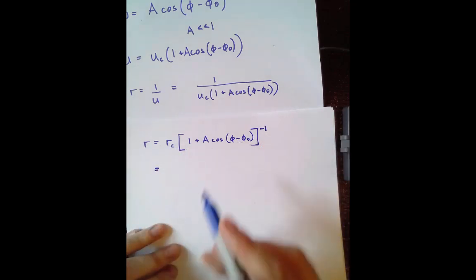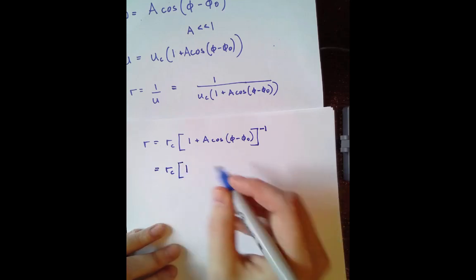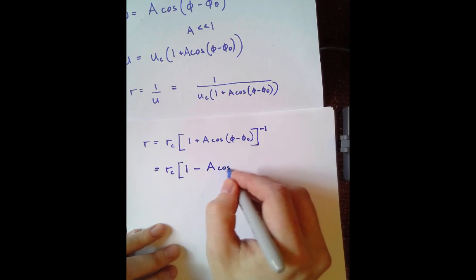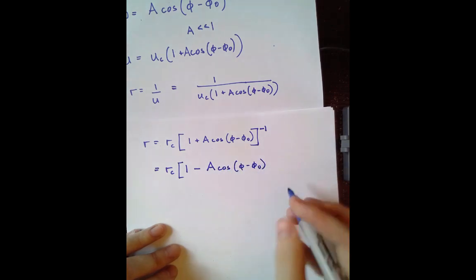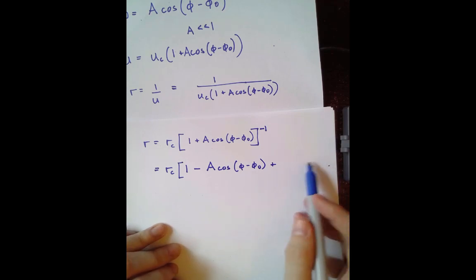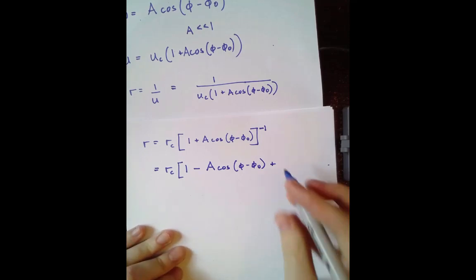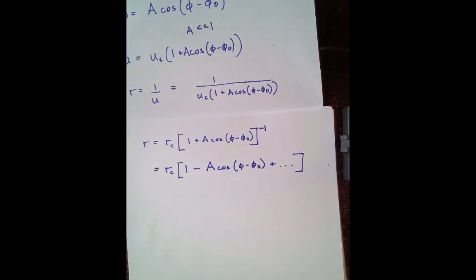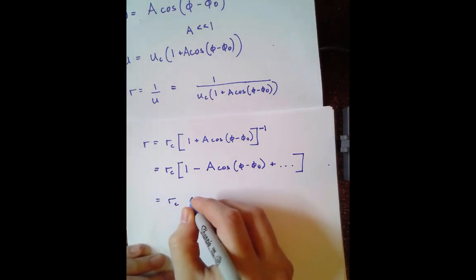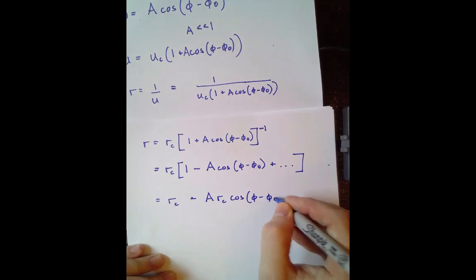And we can expand this using the binomial theorem. It's 1 plus the coefficient times this, so that's minus a cosine of (φ minus φ₀), plus additional terms. The expansion goes on, with a term with a squared, a term with a cubed, but because a is small, all these other terms can be neglected, and we're just left with that. So in other words, this is equal to r_c minus a times r_c cosine of (φ minus φ₀).